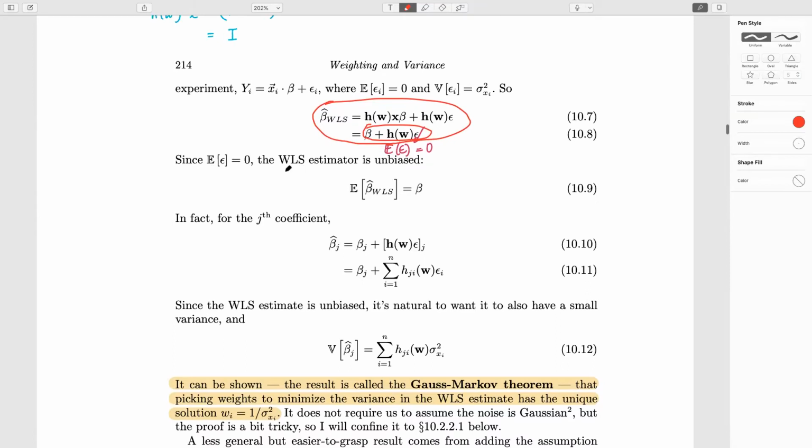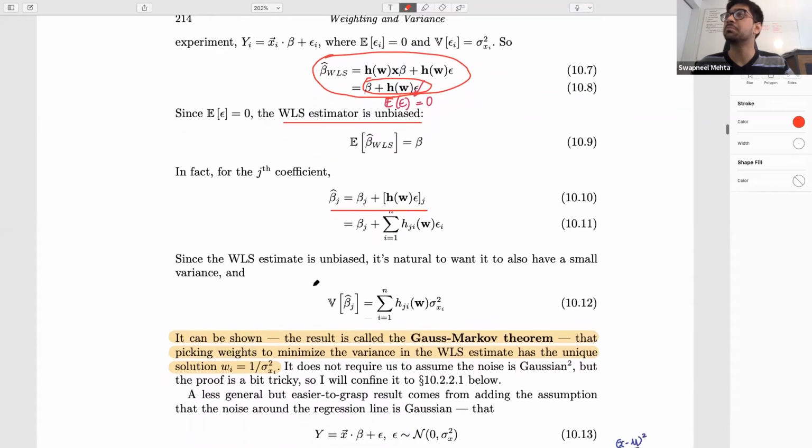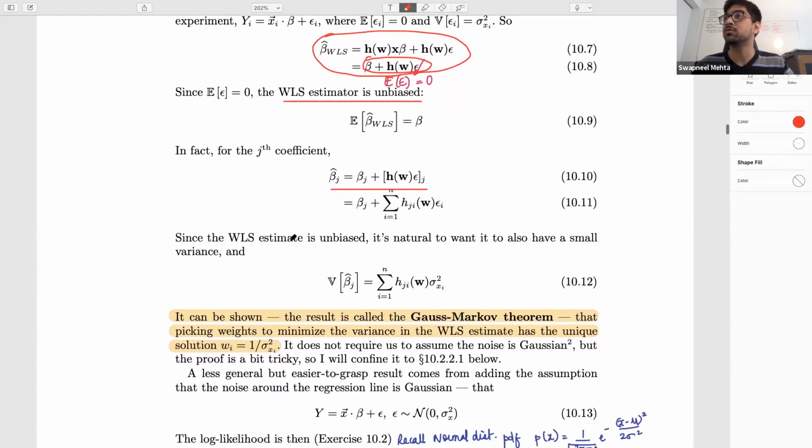Because of that, this WLS estimator is unbiased. And in fact, for the jth coefficient, it is unbiased. I guess you're saying the same thing then: each coefficient estimate is unbiased. Is that the point here? I thought that was straightforward.